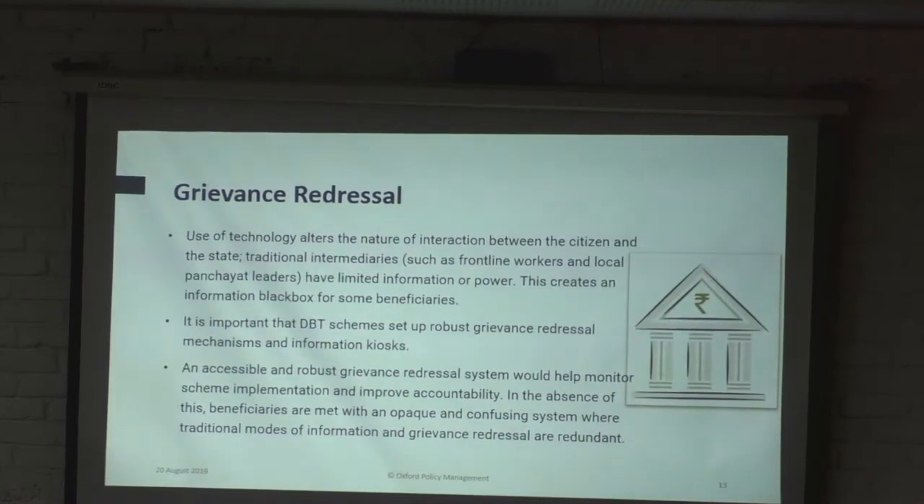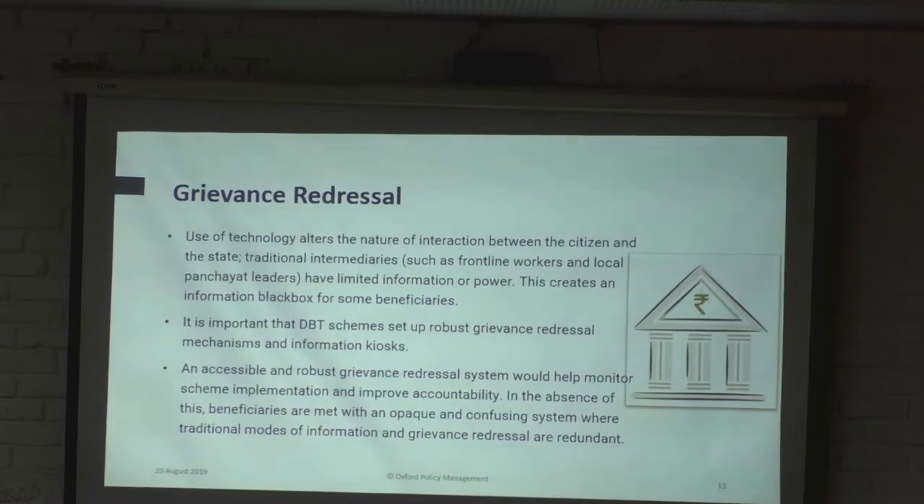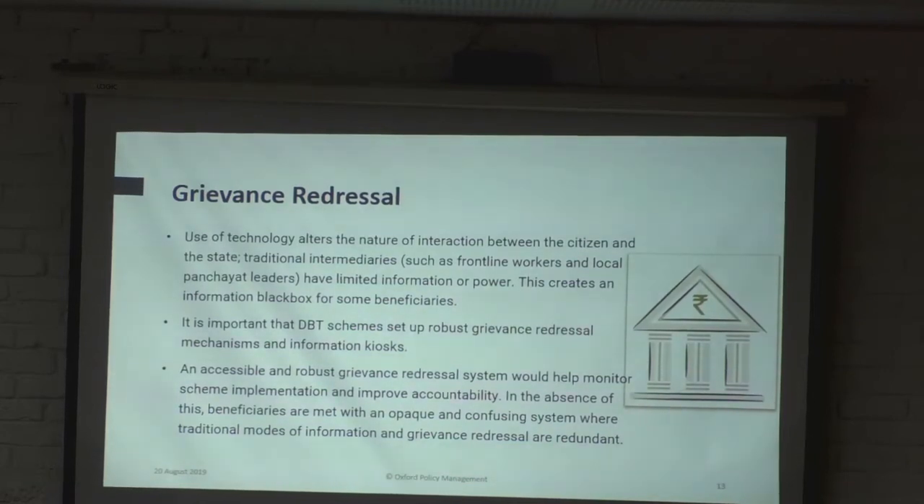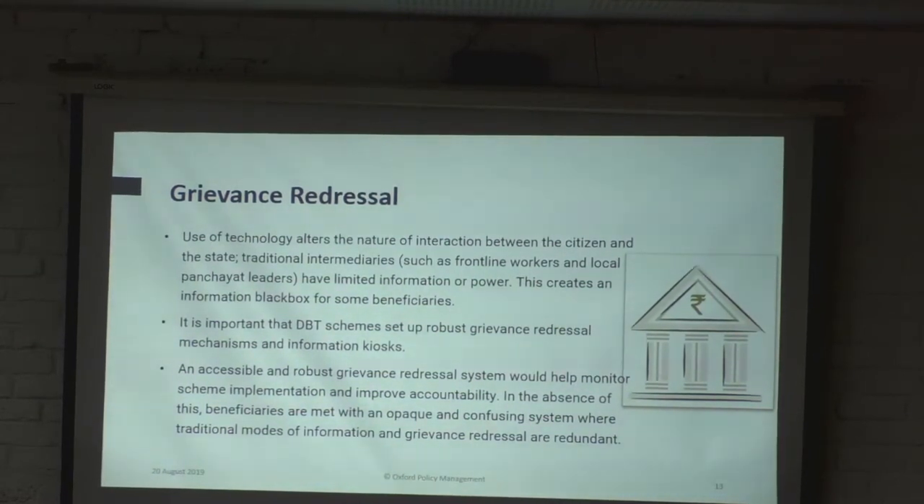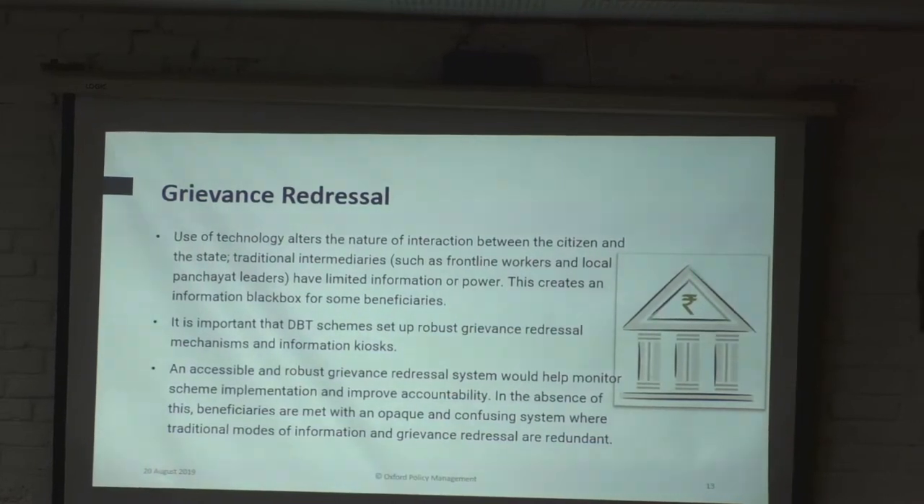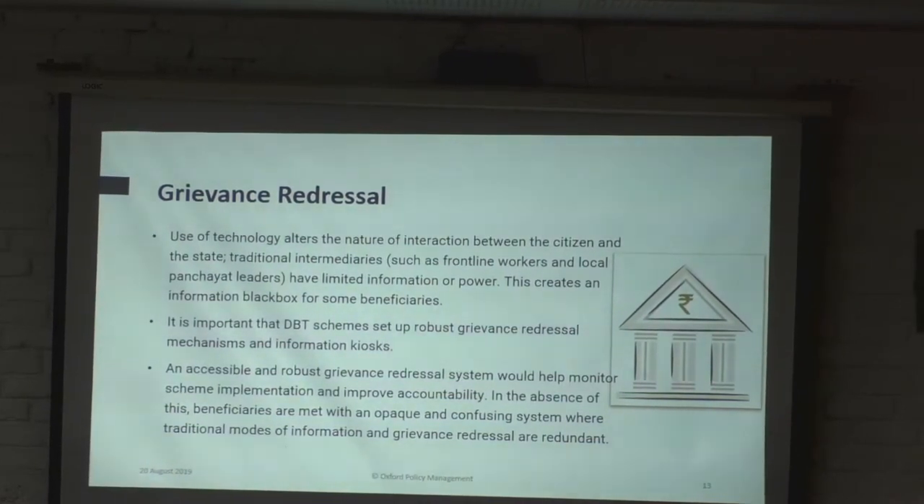And the last, and in some ways for me the most important part of it, is grievance redressal. What we've done with the use of technology is remove the traditional power brokers. Your local MLA, your panchayat leader, your Anganwadi, your ASHA no longer have influence or information about what's happening on the back end. To us that may seem like a good thing. That reduces potential nepotism, that reduces potential corruption.